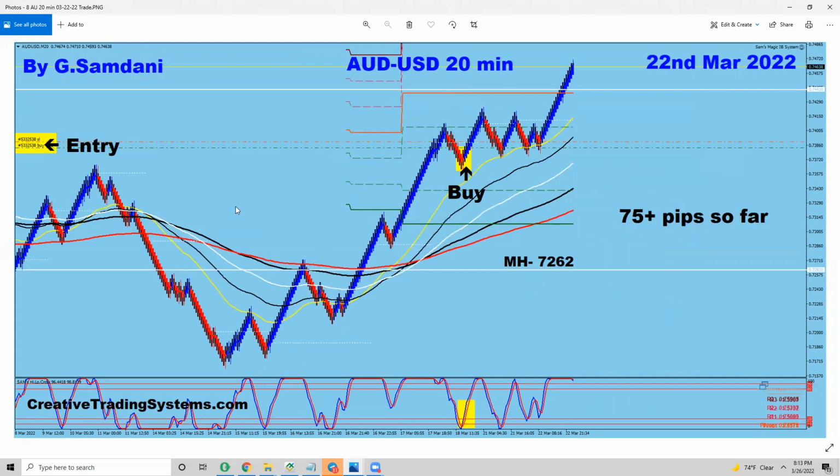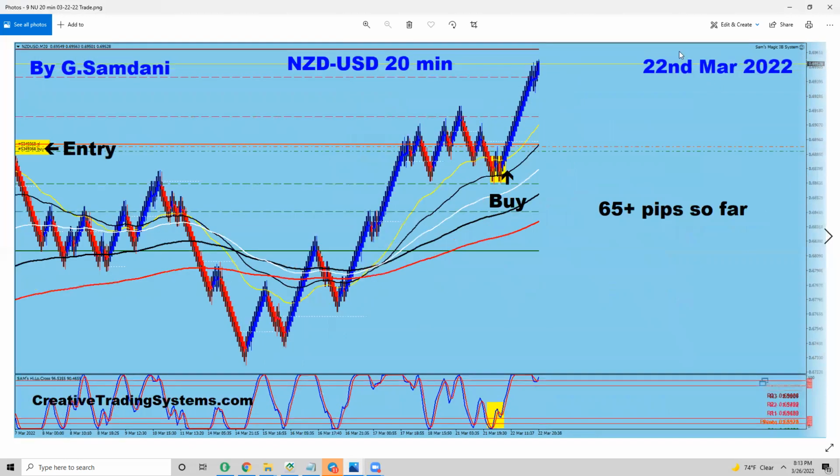Aussie keeps getting strong. Aussie, Newsy, CAD getting strong. And Euro, pound, and especially yen is very, very weak. So Aussie USD on the 22nd, 75 pip. On the 22nd, Newsy USD, again, Newsy was getting strong, so it's gone up 65 pip.